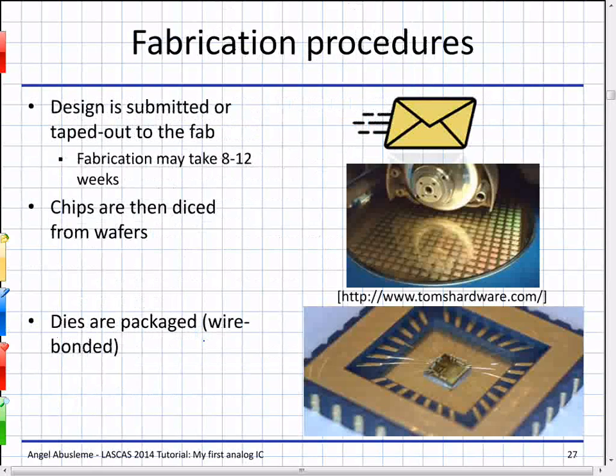About the fabrication procedures, we usually submit the chip to the fab. We call this a tape out. This is the tape out process. So we usually email a single file with the chip. We can use FTP, HTTP, whatever. It takes 8 to 12 weeks. Then the chips are diced from the wafers, and then they are bond wired and packaged, and we end up with a chip like this. And this we can put in a PCB and test.